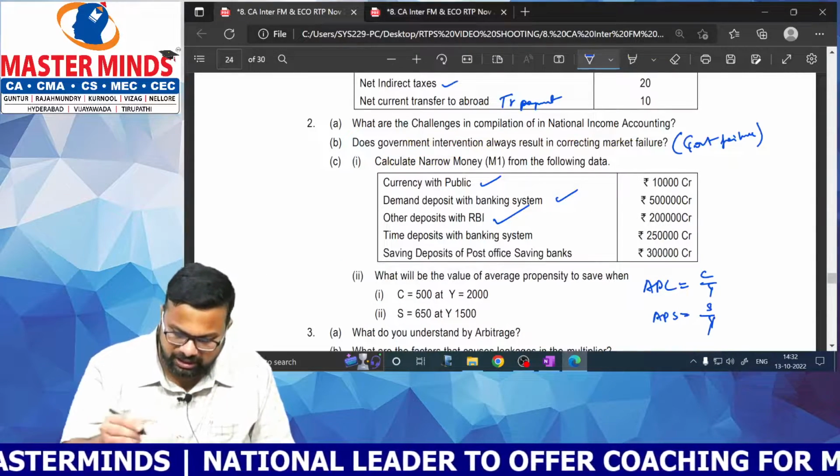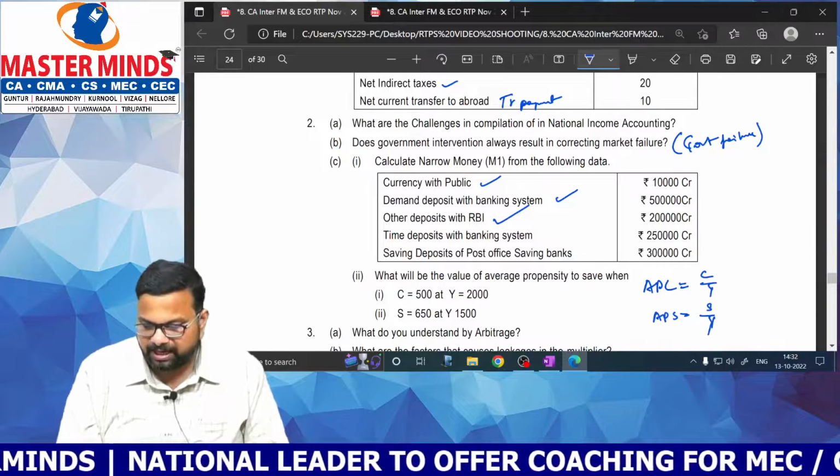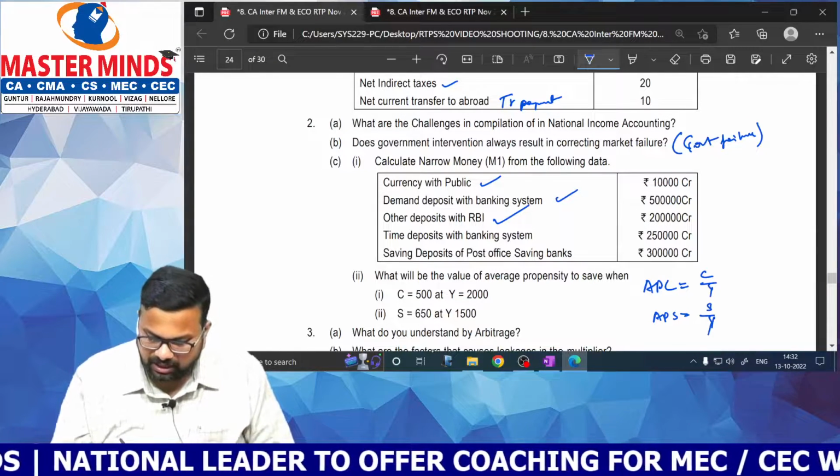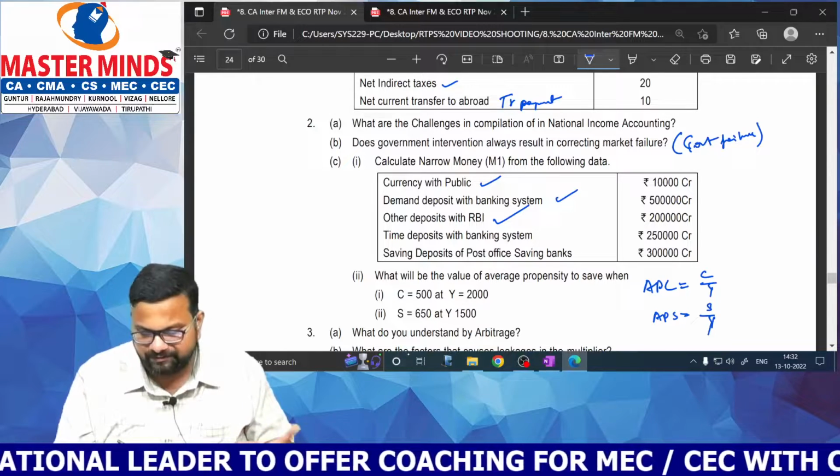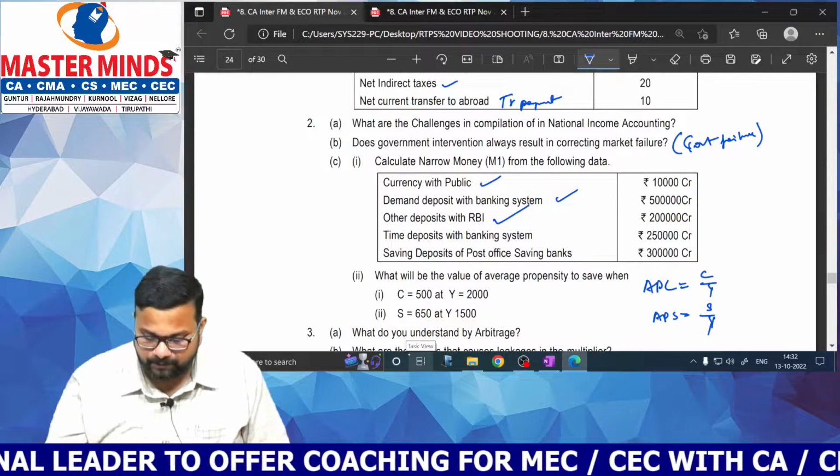Okay, right. So here consumption and income are given. If you subtract consumption from income, you will get savings. And in this point number 2, consumption and savings are directly given. So S by Y, you will get average propensity to save.